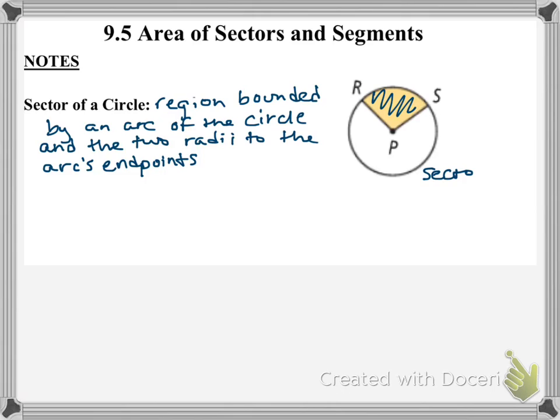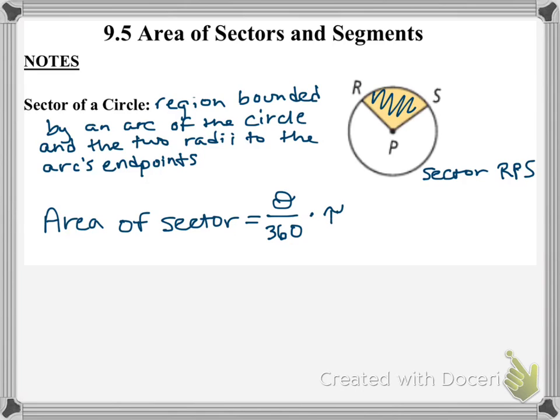Okay, so that shaded part is our sector. We're going to call that sector RPS. Nothing fancy, just give it the three letters that are attached to it. The equation that we need for this unit, for area of a sector, is very similar to the equation from the last unit. Theta over 360 times pi r squared.